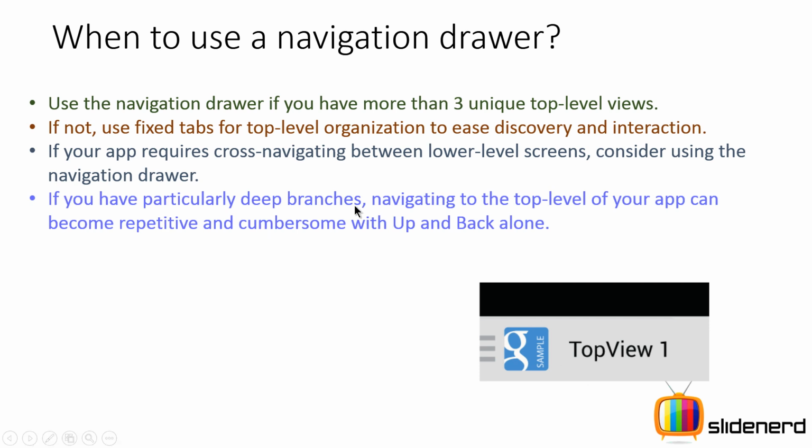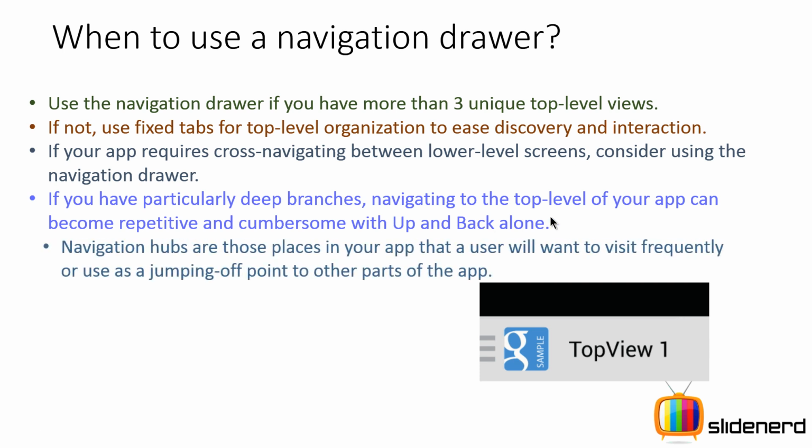Now if you have deep branches inside your app, again you can use navigation drawers. Like for example, let's say you have an ebook which has several chapters. Each chapter has several sections. Each section has several examples. So in this case, between example 1 and example 2, if the user wants to navigate, it would be easier if you give him a navigation drawer, because with the back button or the up button, it's gonna become a real headache to move between different chapters like that.